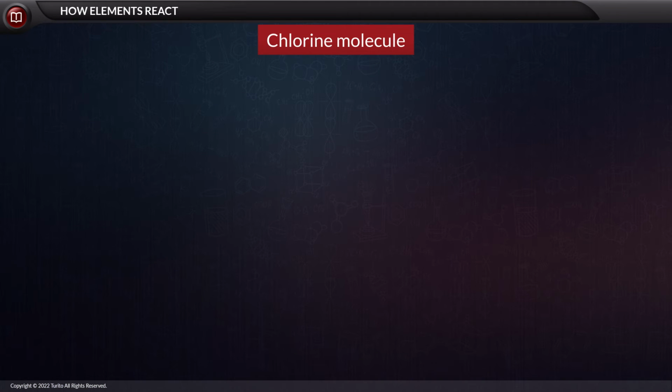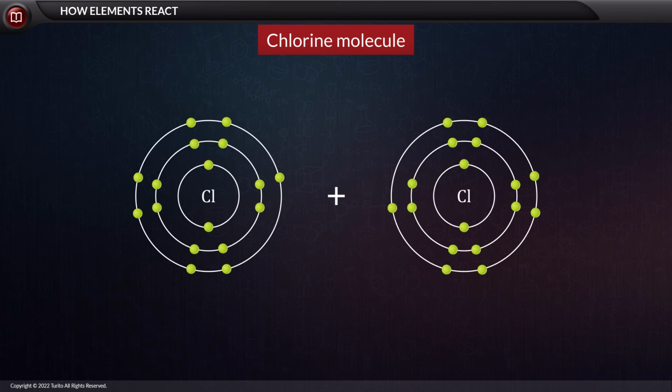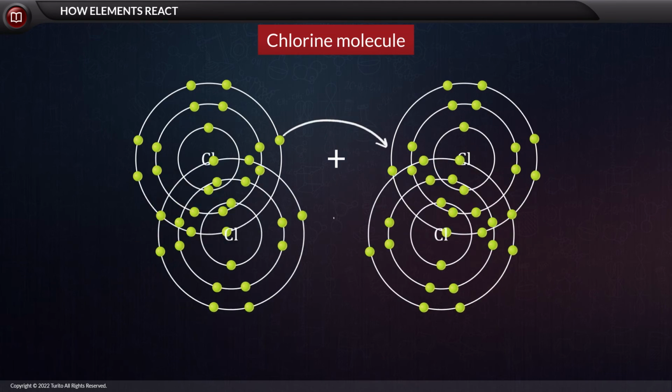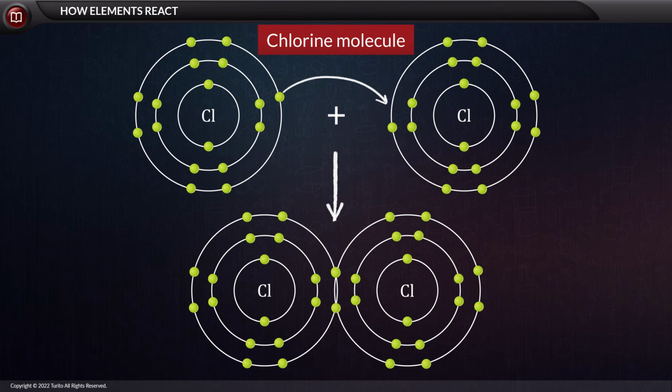Let us take the example of the chlorine molecule. A chlorine molecule is formed from 2 chlorine atoms. They share 1 electron with each other, thereby forming a bond between them.